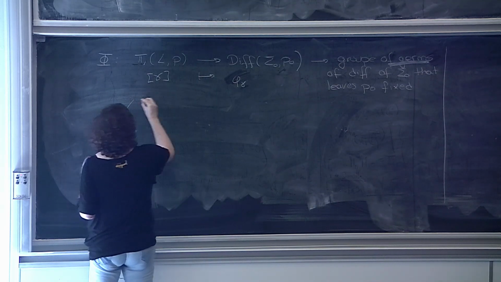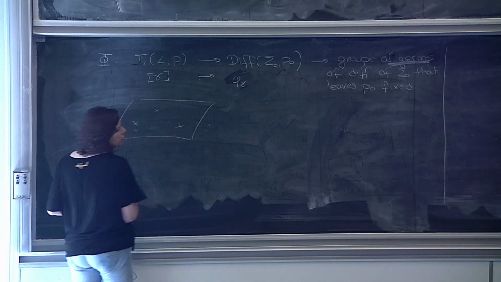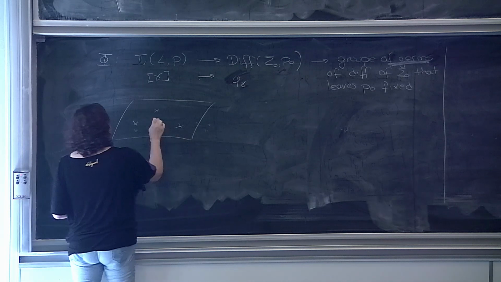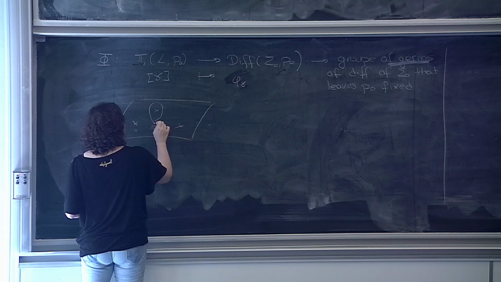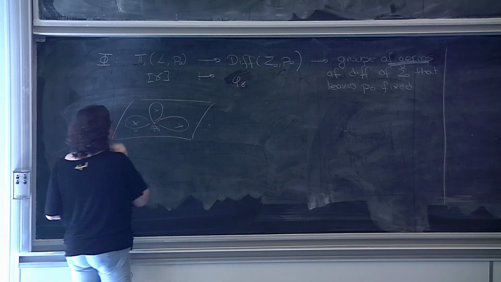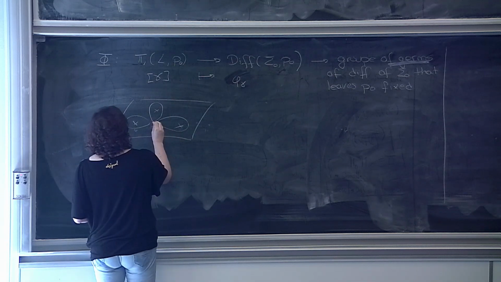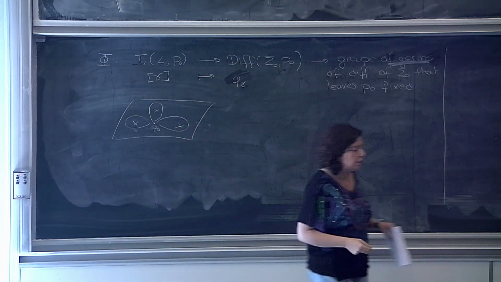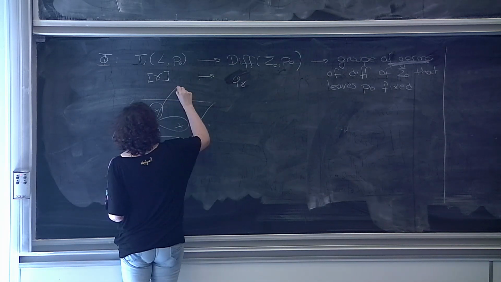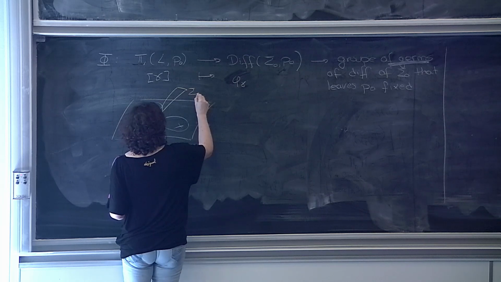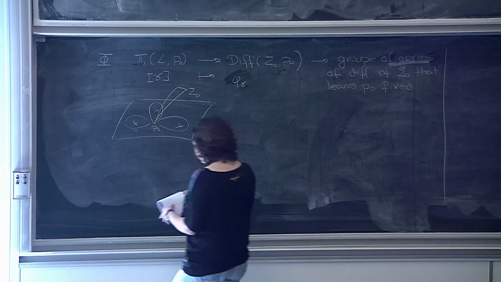So if I have a leaf, I can have here different singular points. I can fix a point p0. I can take here paths generating our fundamental group. And if I consider a transverse section, I will take the return maps.